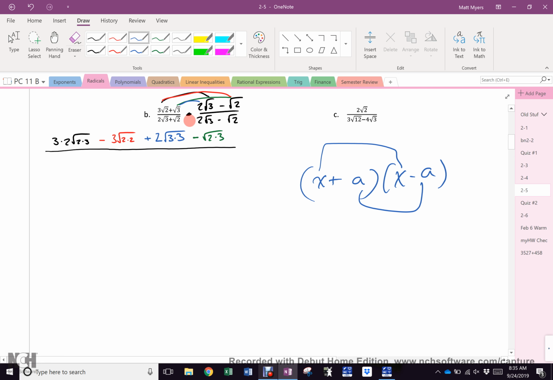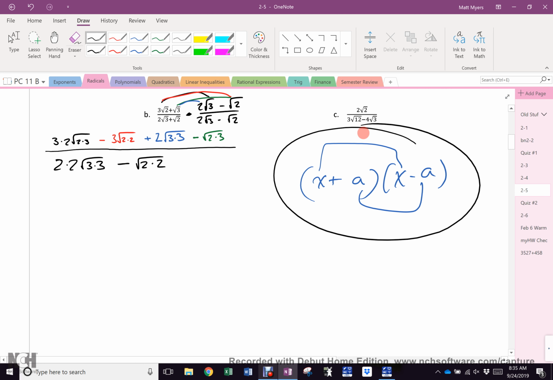Wait, no, that's the first. No, that's the OI. That's the outsides. I don't need the OI. All I need is 2 times 2 root 3 times 3, plus or minus here, minus root 2 times 2. Because I know the middle term is going to drop out because I've done grade 10 polynomials.